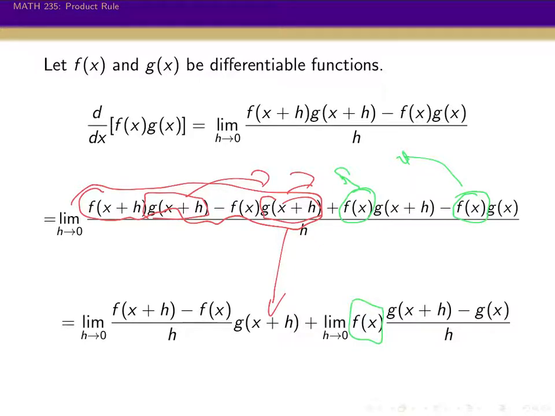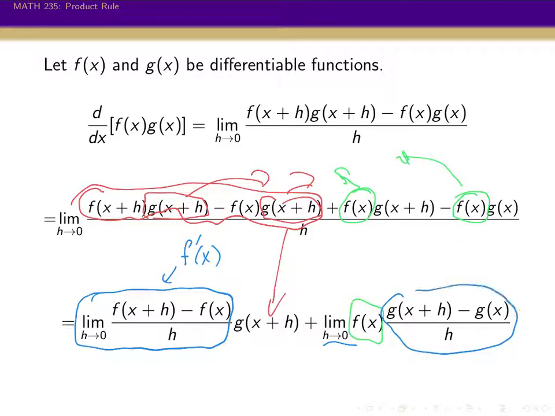Okay. So now that we have this, let's look at what we have. On the left side term, we have f of x plus h minus f of x divided by h. Well, this is exactly the definition of f prime of x. On the right-hand side, we're taking the limit that includes g of x plus h minus g of x divided by h. And this is exactly the definition of the derivative of g, so g prime of x.